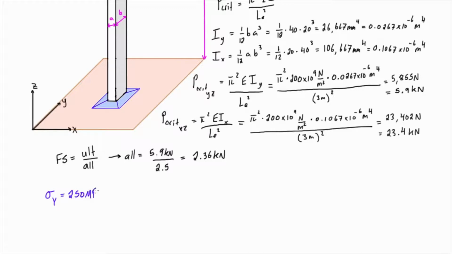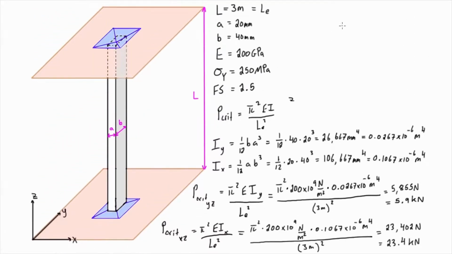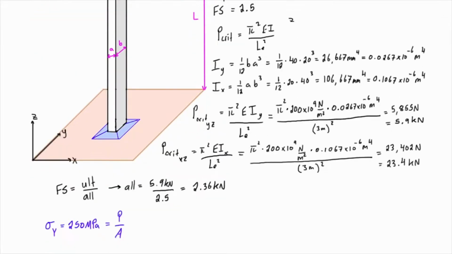250 MPa. Now we know that stress is equal to force over area, so this is equal to the applied load over the area. Our cross-sectional area is going to be base times height, so 20 millimeters times 40 millimeters, that is 800 millimeters squared. So we'll bring that down.